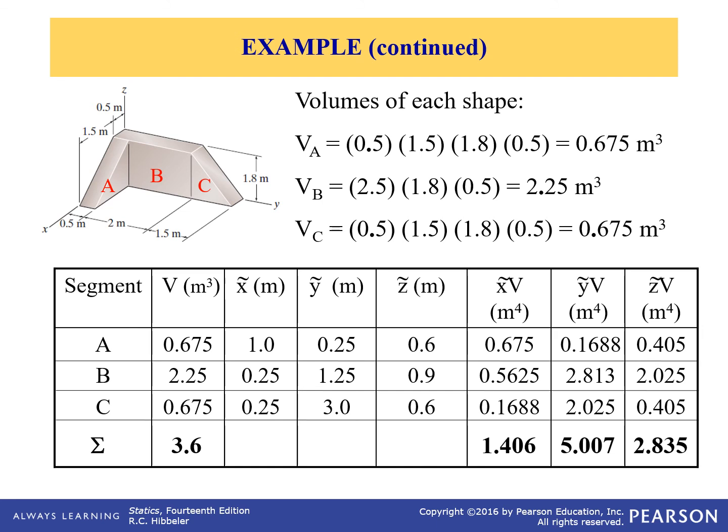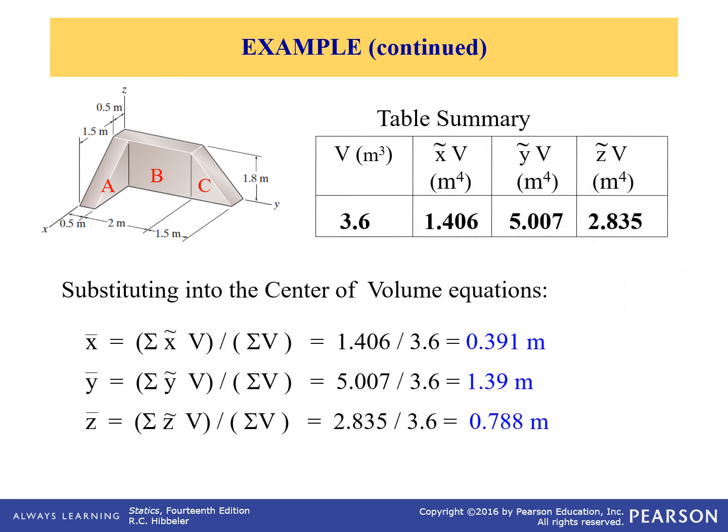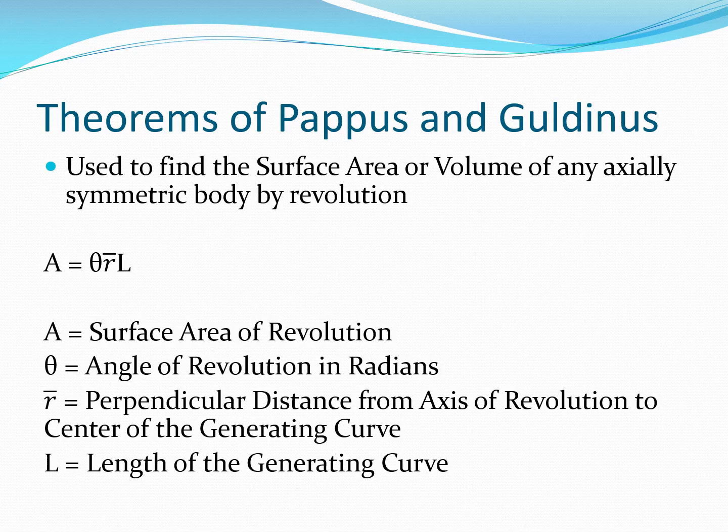Then you have your X bar times your volume, your Y bar times your volume, your Z bar times your volume. You add those all together in your table. And then last but not least, you find your X bar by the sum of the X bar V's divided by the sum of the V's, and likewise the sum of the Y bar V's and the sum of the Z bar V's, all divided by the sum of the V's. You get the location of X bar, Y bar, Z bar for the original shape.